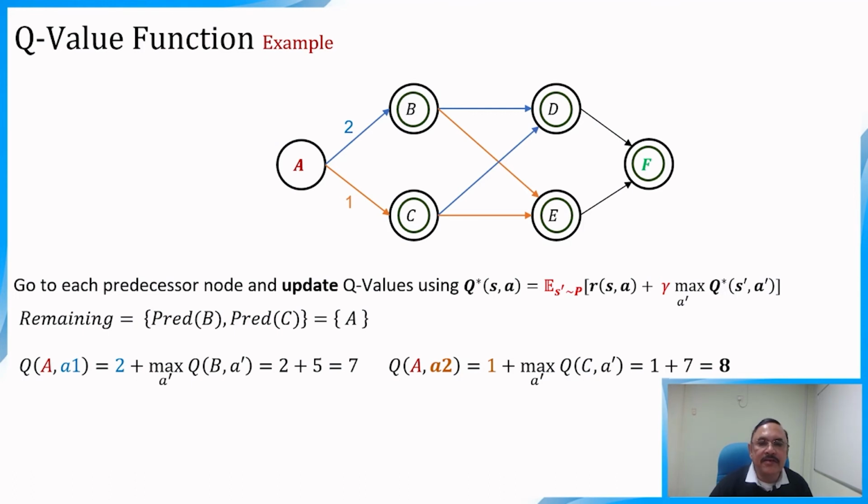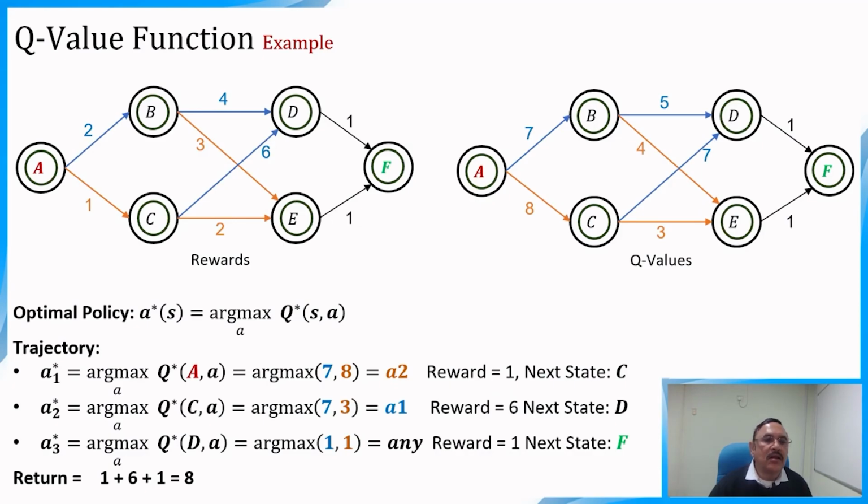Now, we go to the predecessor A. For A there are two actions, A 1 and A 2. If it takes A 1, then the value is 7, and if it takes A 2, the total value becomes 8. So, it will take this one. Here you can see that the optimal policy is argmax, and therefore the trajectory will take A 1 and then A 2.